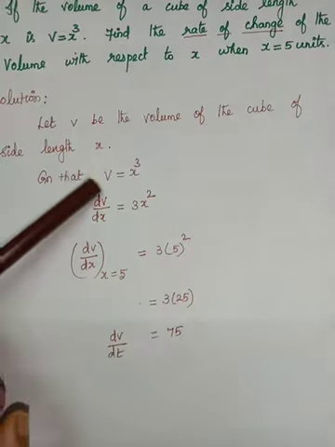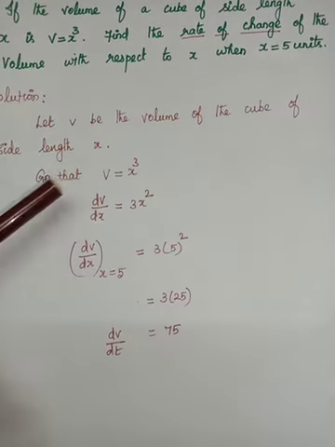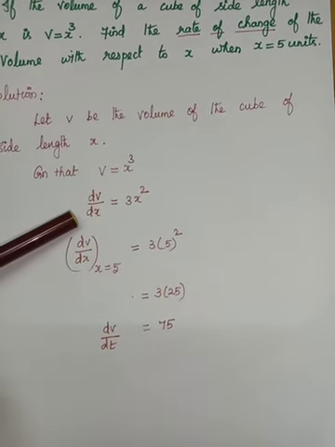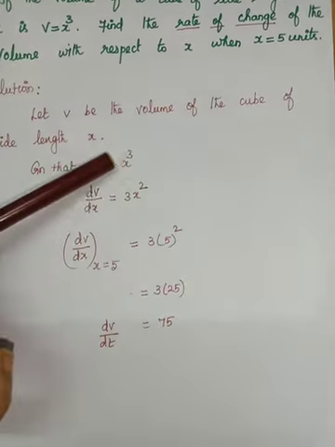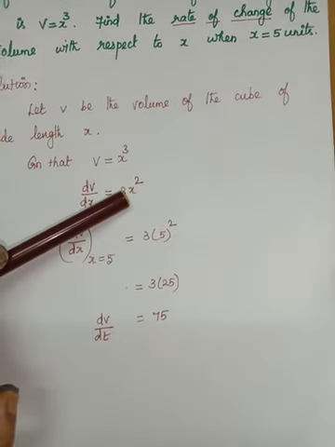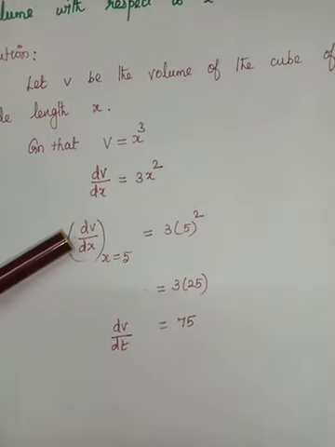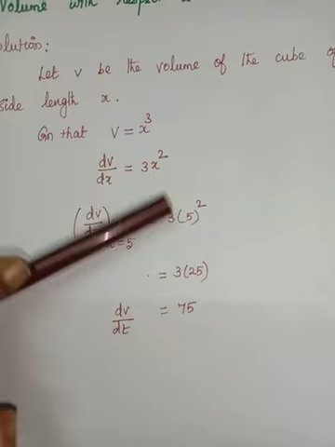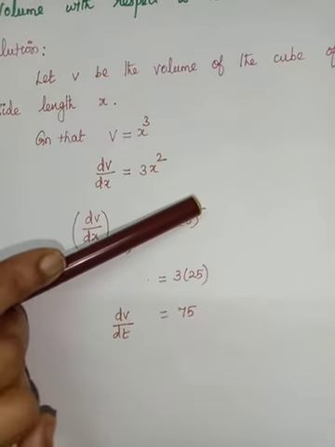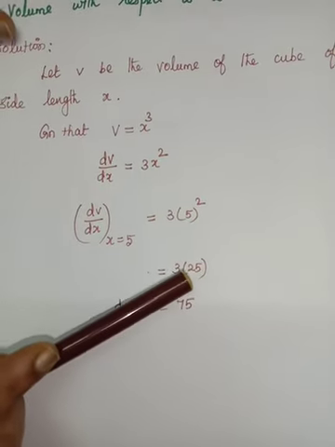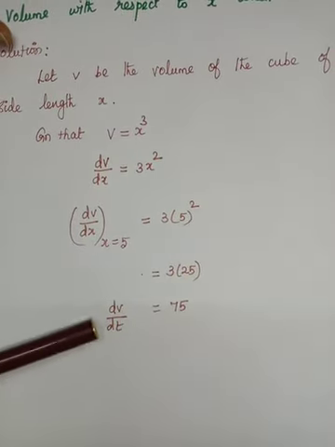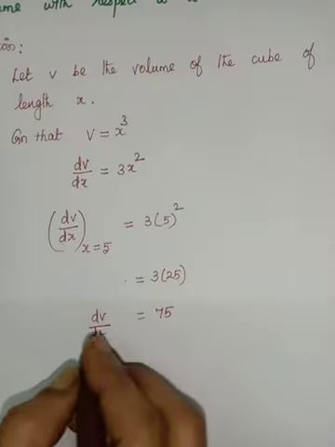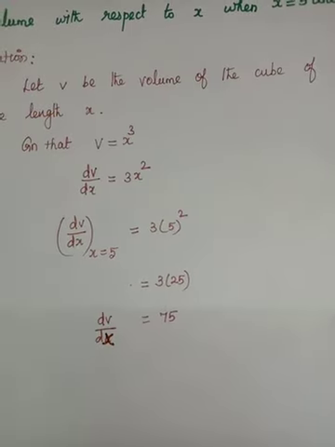So I consider the given result V is equal to x cubed, and differentiate with respect to x. So dV by dx is equal to, how to differentiate x cubed? It is nothing but 3x squared. Now dV by dx is asked when x is equal to 5, so in the place of x, you have to substitute 5. So 3 into 5 squared, that is 5 squared is 25, 3 into 25 is 75. This is nothing but the rate of change of volume with respect to x.